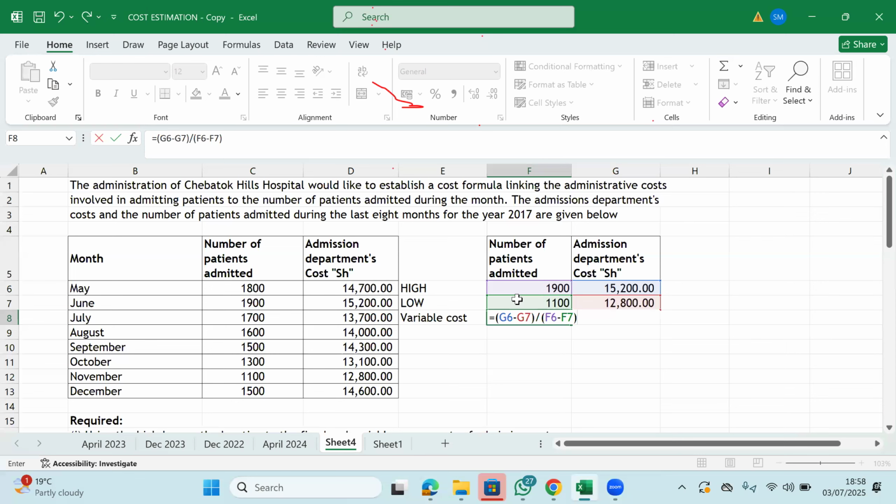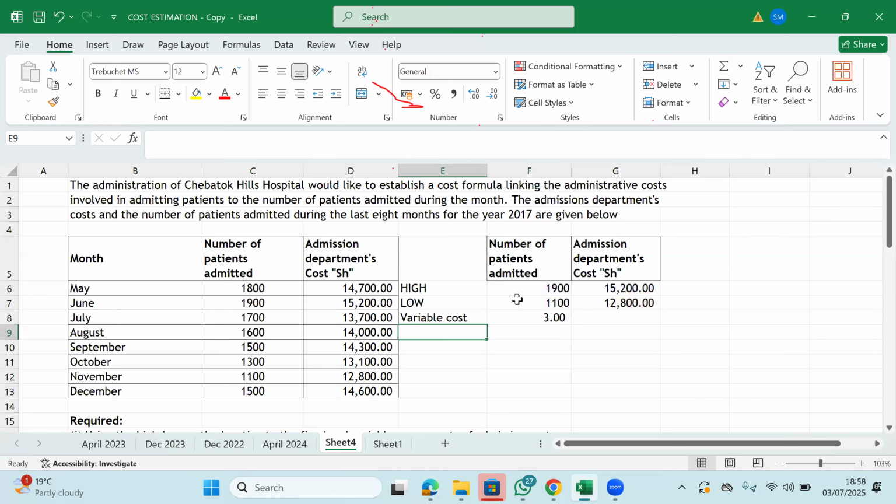That's how we get our variable cost. Unless maybe one of us is getting an error. So our variable cost is basically 3 shillings.